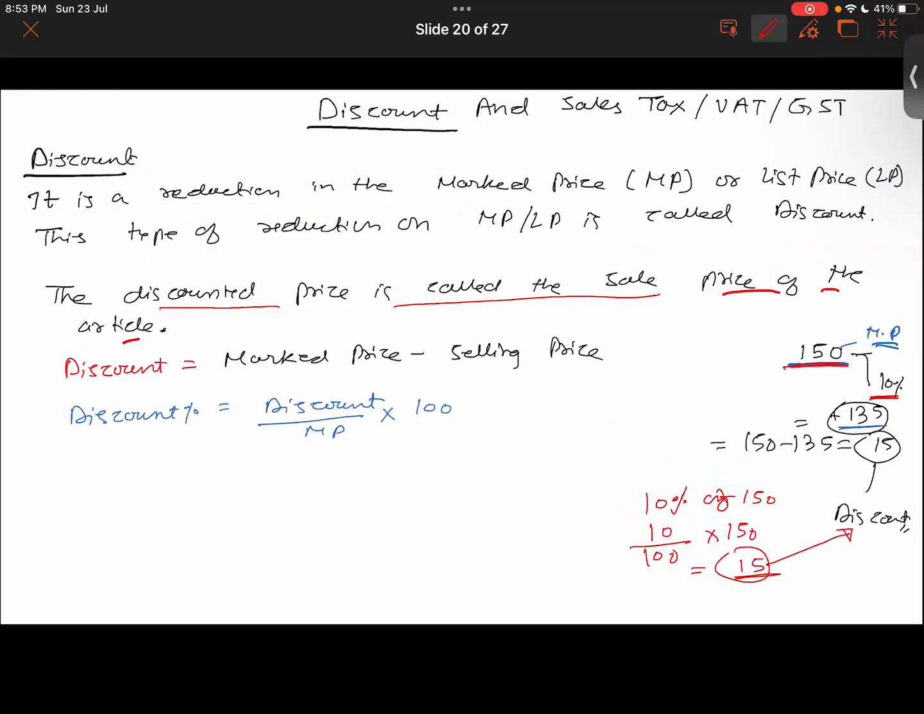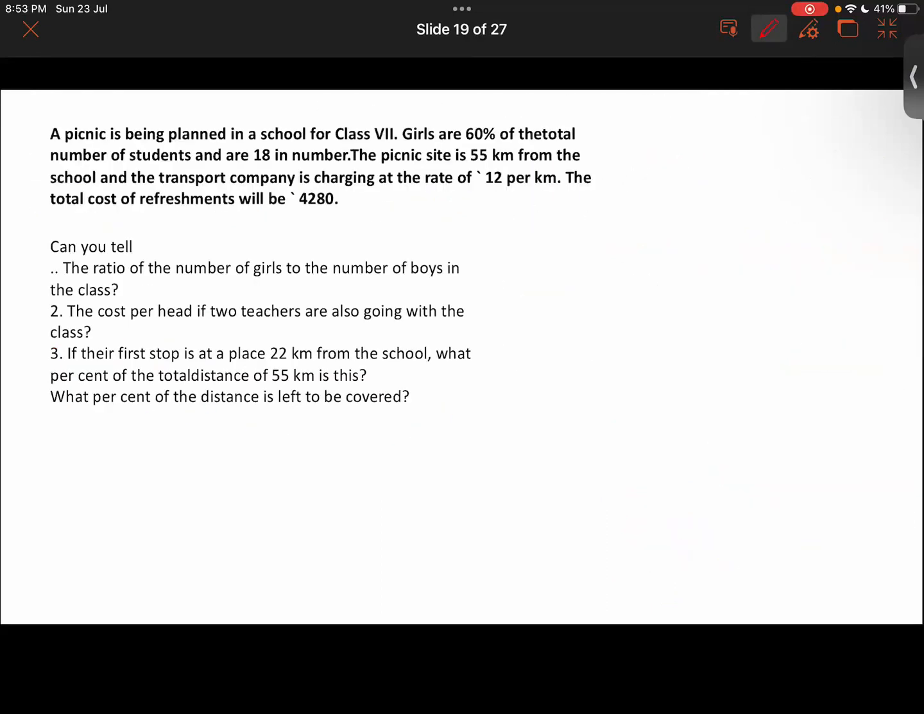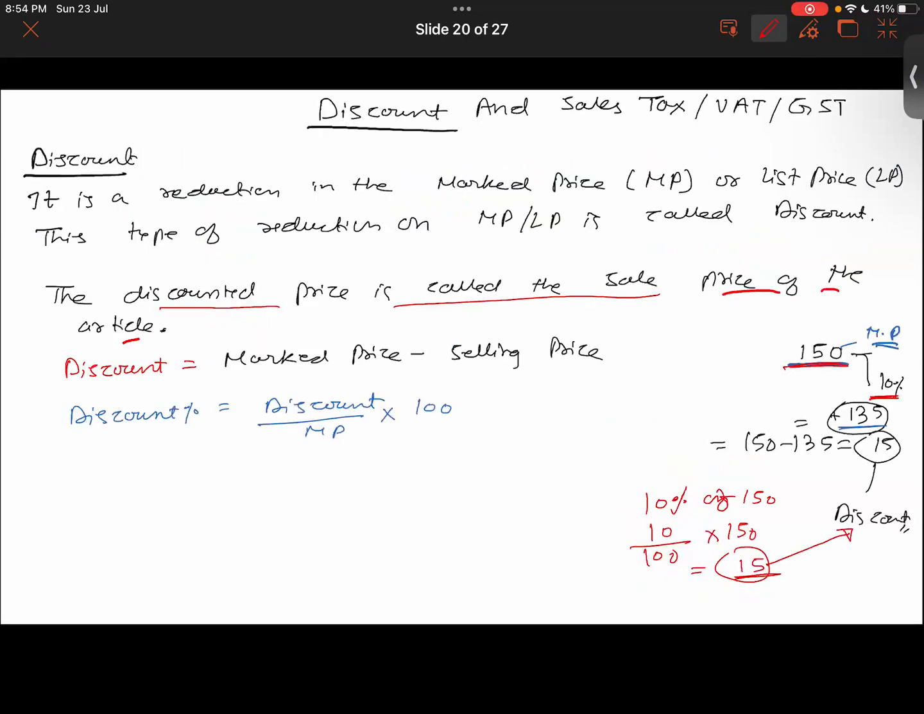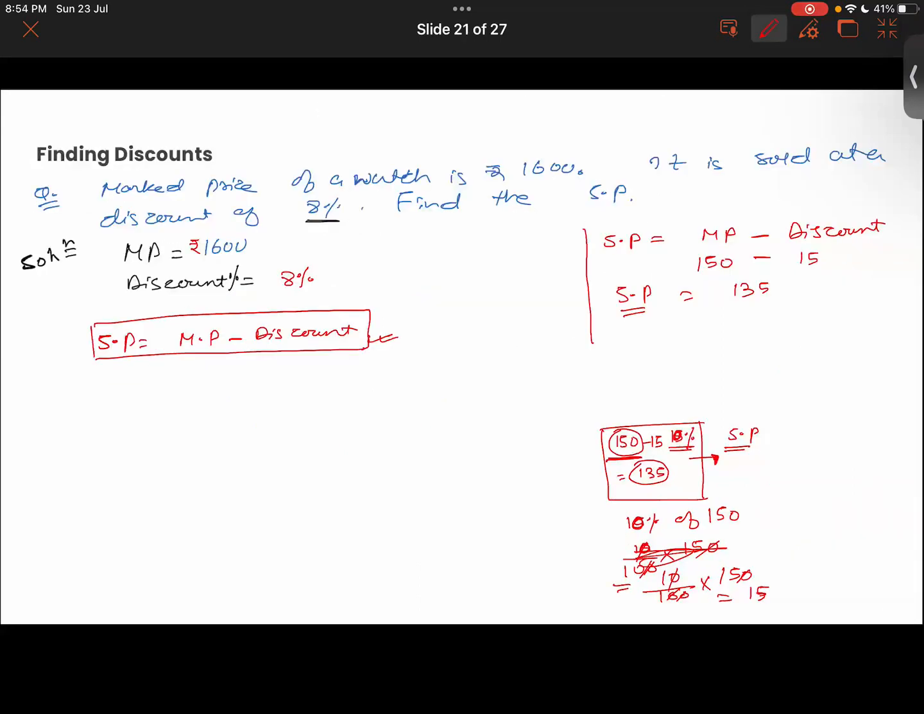Now, where did this formula come from? Is it necessary to explain that? Isn't that clear now? Yes, sir. As per the definition, selling price is what? The discounted price is basically called the selling price, right? So whatever is the mark price, you will subtract the discount from it. So that discounted price is called the selling price.